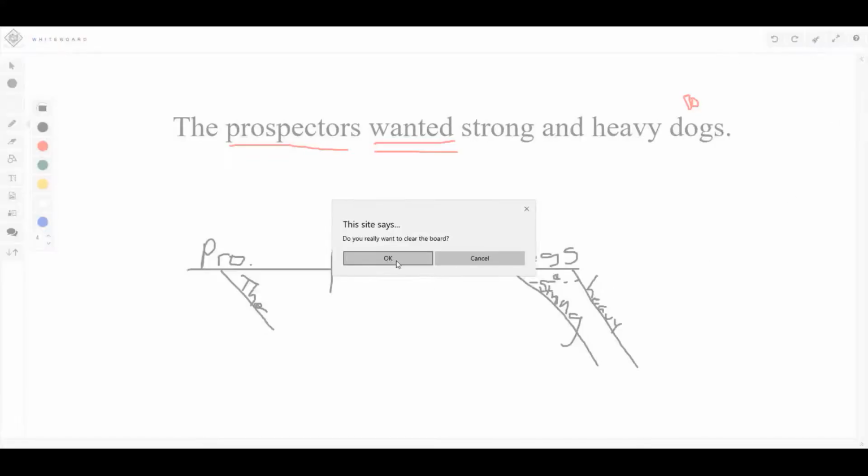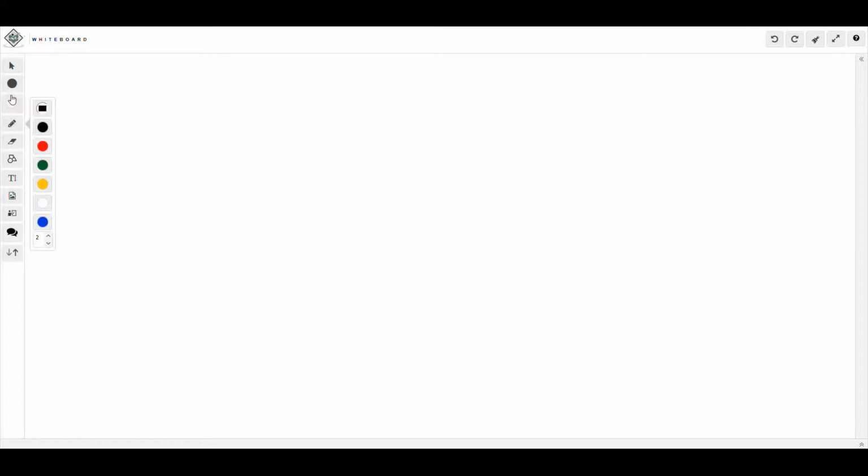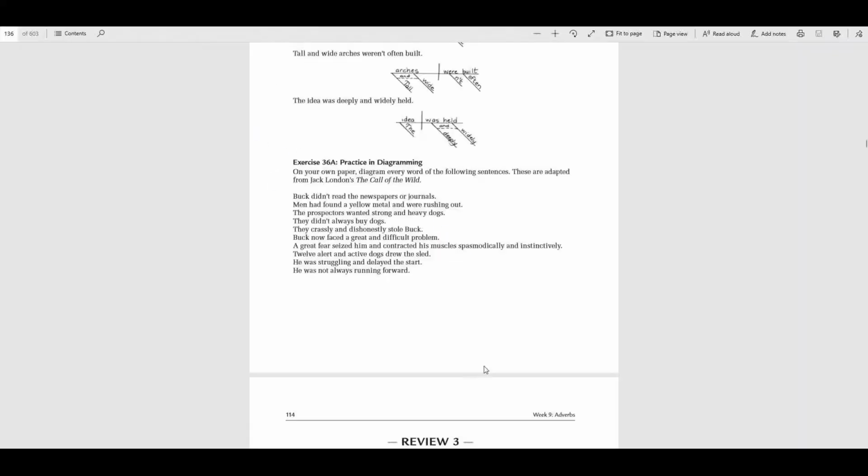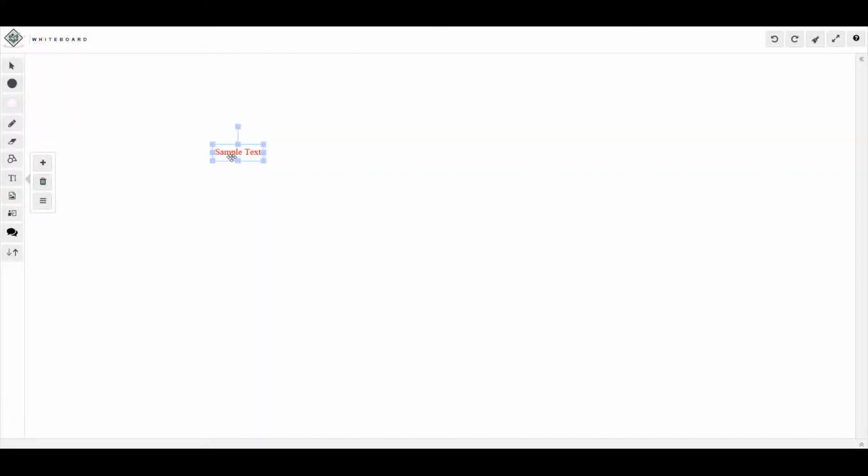Alrighty. Let us see how many we have left. So we have 1, 2, 3, 4, 5, 6, 7. There's 7 of them left. All right. They didn't always buy dogs. Let's do that one next. They didn't always buy dogs.